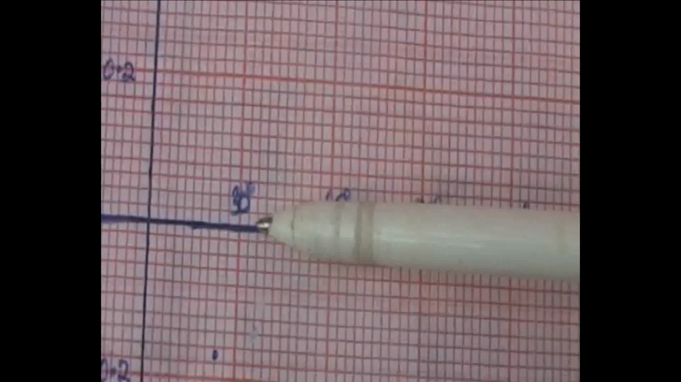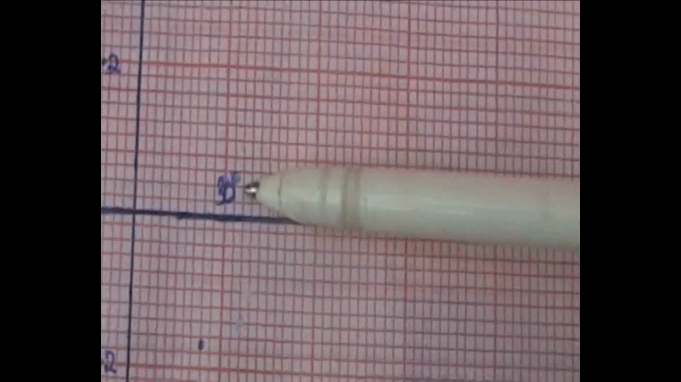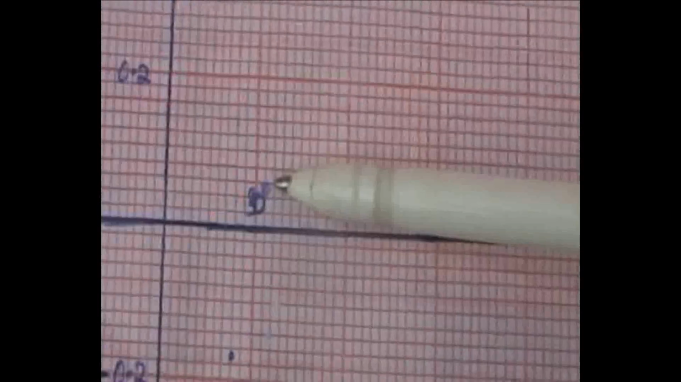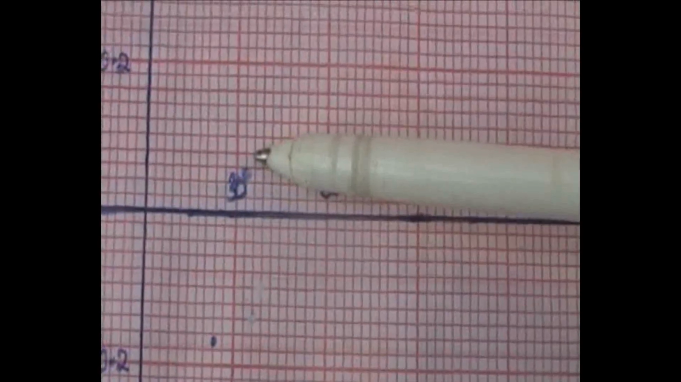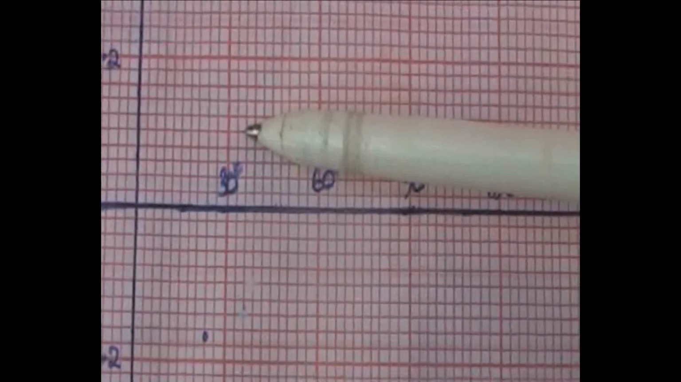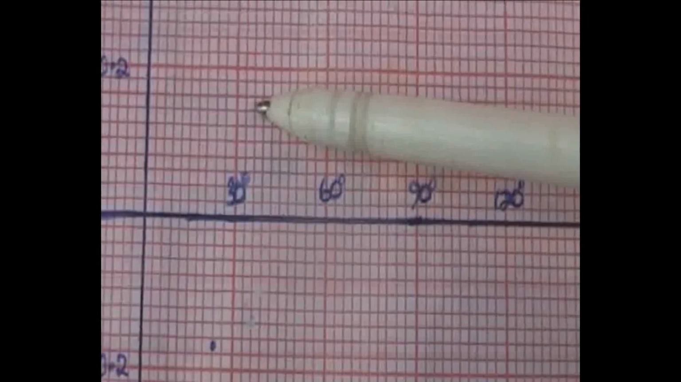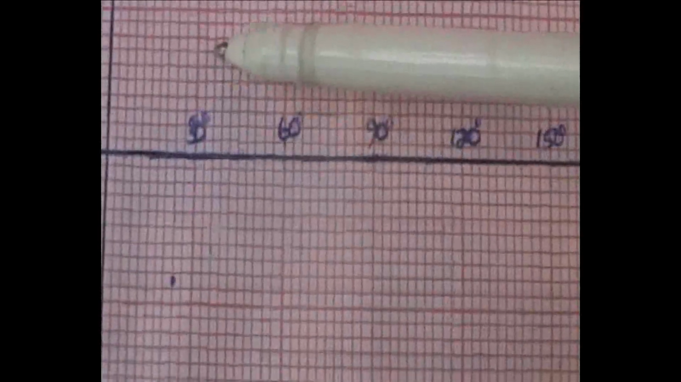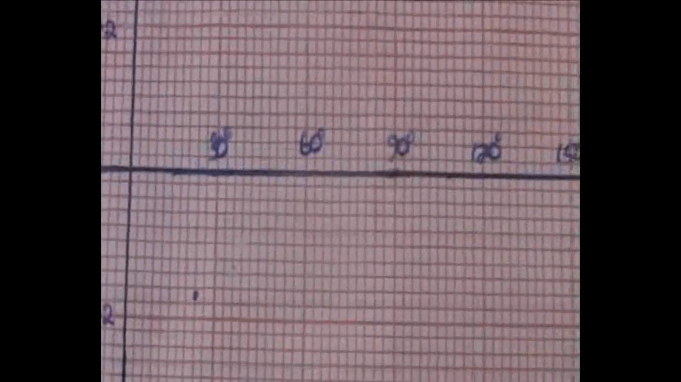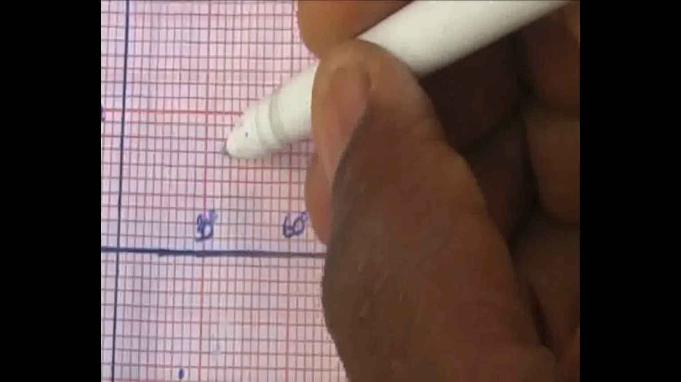So this is 0, 0.02, 0.04, 0.06, 0.08, 0.10. We're looking for 0.14. So this is exactly the place we are going to plot this particular one. So we plot it here.